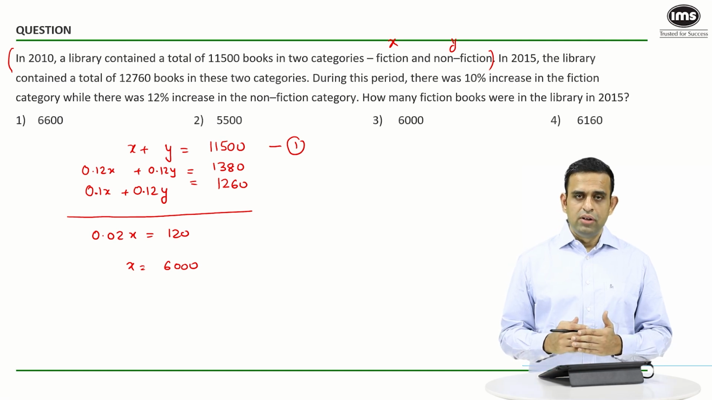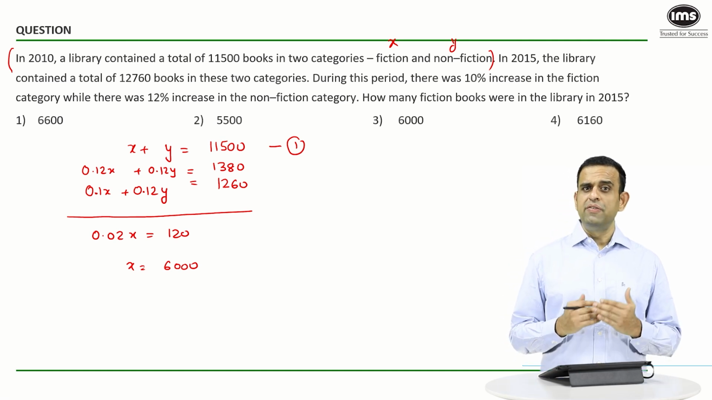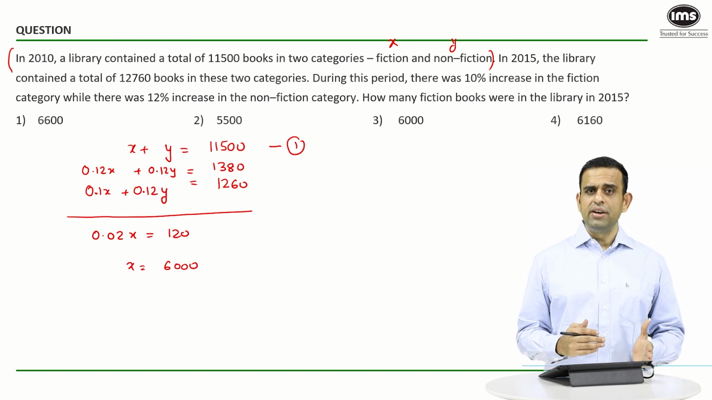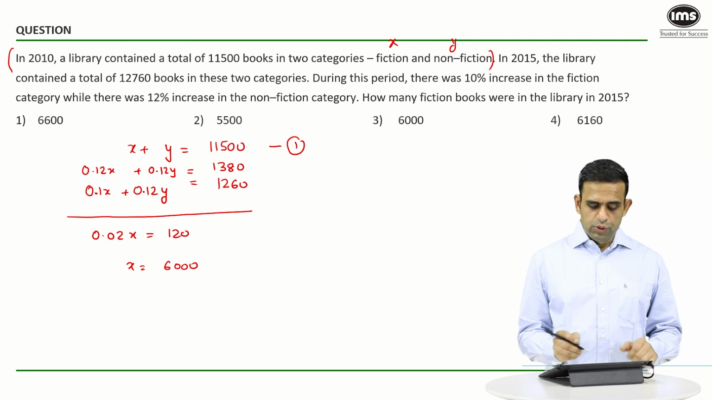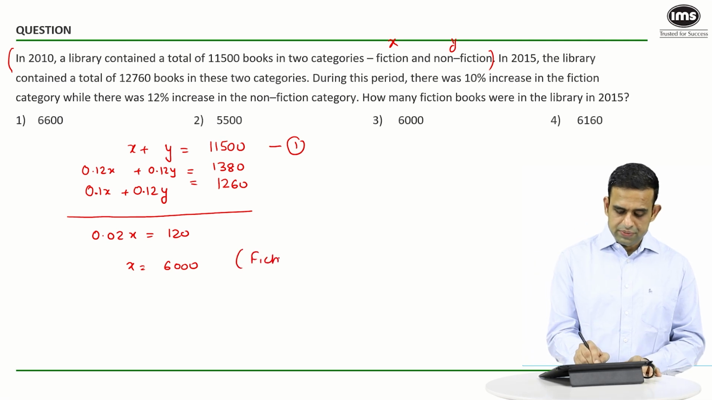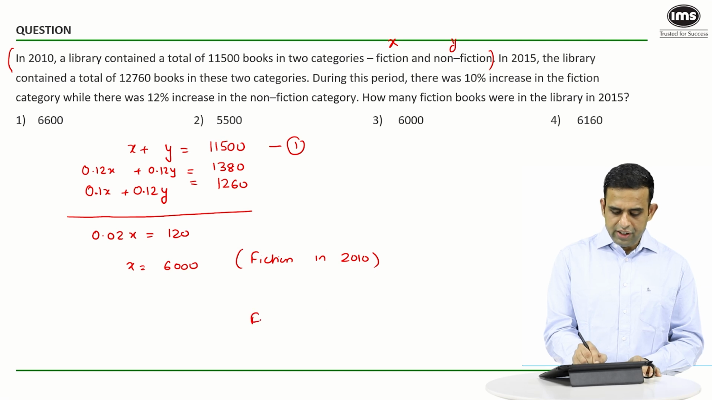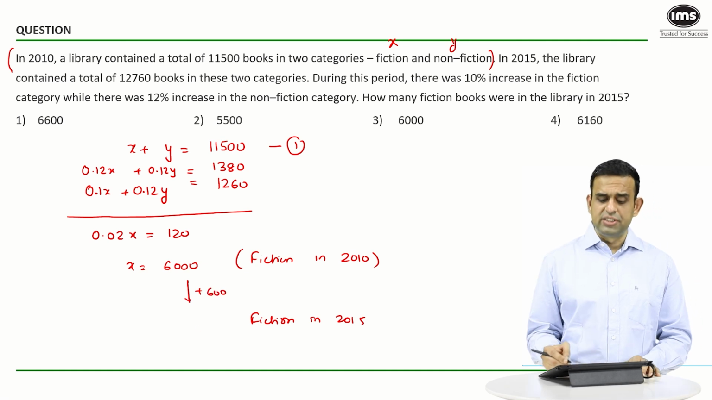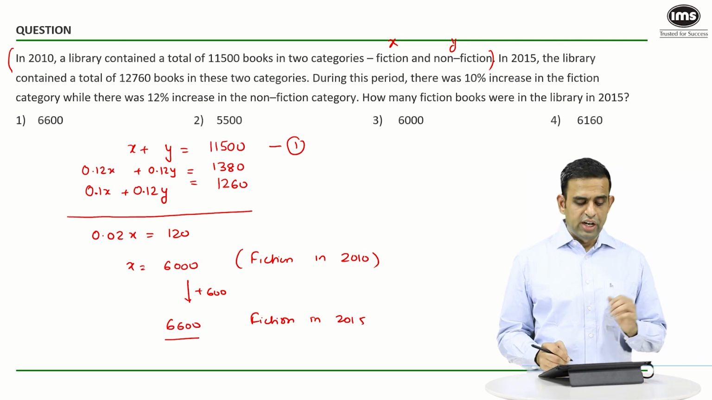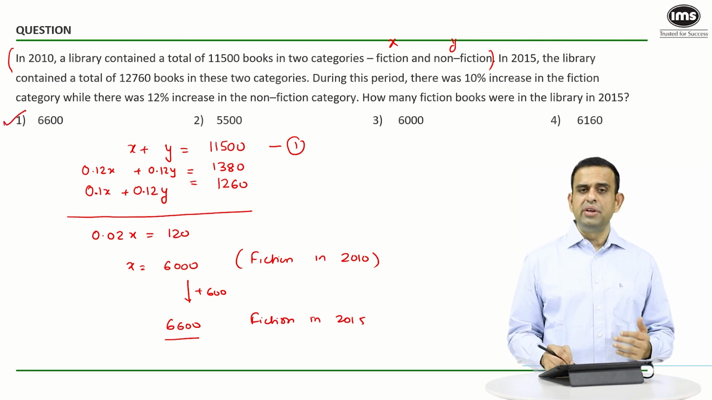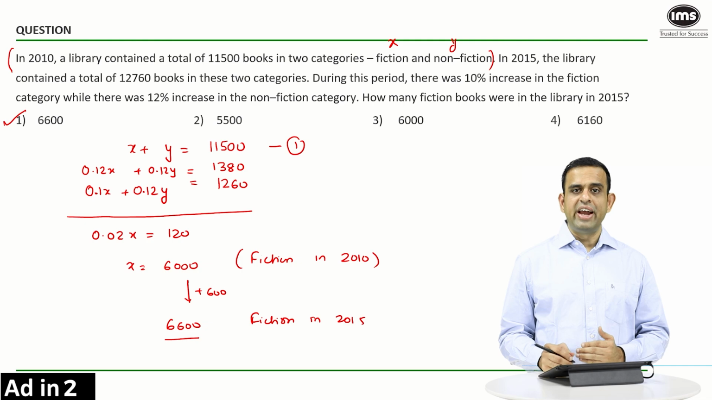Now kindly be careful. What is x? We have assumed x to be the number of fiction books in the year 2010, but the objective is to find the number of fiction books in the year 2015. So this is fiction in 2010, and in 2015 it must be a 10% increase, so it will go up by 600, and the required answer should be 6600. So the answer must be option number 1. Please be careful, don't mark option number 3 as your answer here.